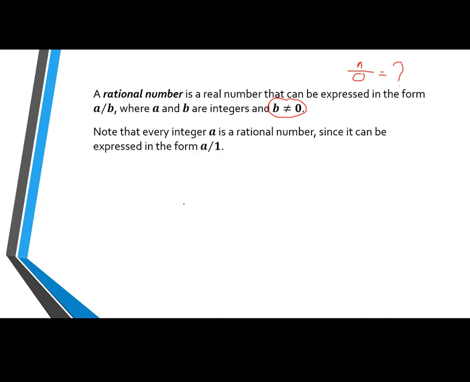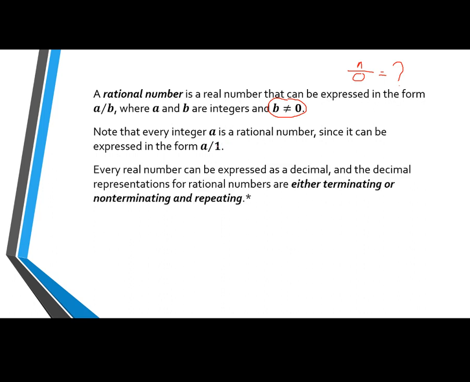So note that every integer A is a rational number since it can be expressed in the form of A over 1. So any number divided by 1 is equal to that number, right? And every real number can be expressed as a decimal, and the decimal representations for rational numbers are either terminating or non-terminating and repeating. Okay.